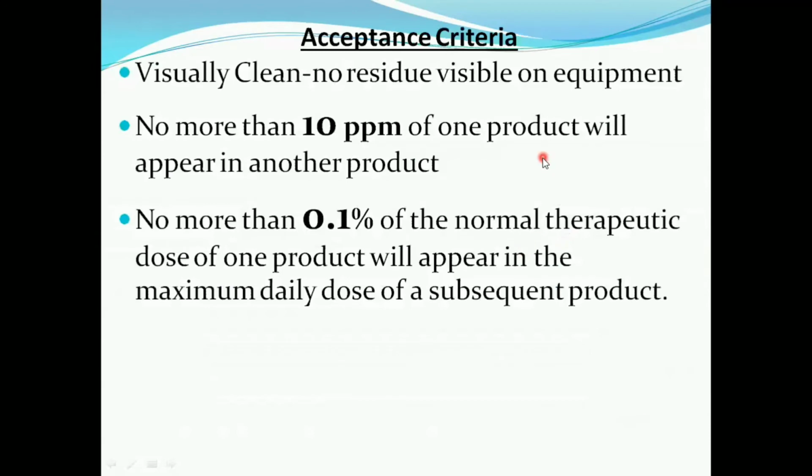Then acceptance criteria: visually clean, no residue visible on the equipment; no more than 10 ppm of one product will appear in another product. That means 10 milligram per kg of the product for which we are doing the cleaning validation will not go to the incoming product. Then no more than 0.1% of the normal therapeutic dose of one product will appear in the maximum daily dose of the subsequent product. That means 0.1% of the normal therapeutic dose of the previous product should not go in the next product.